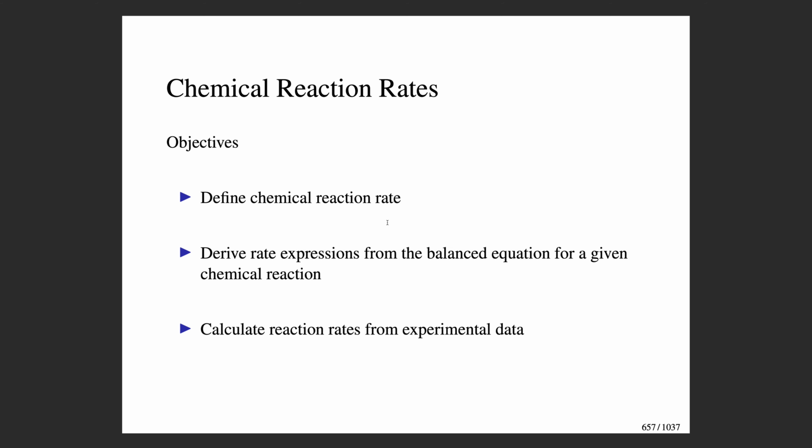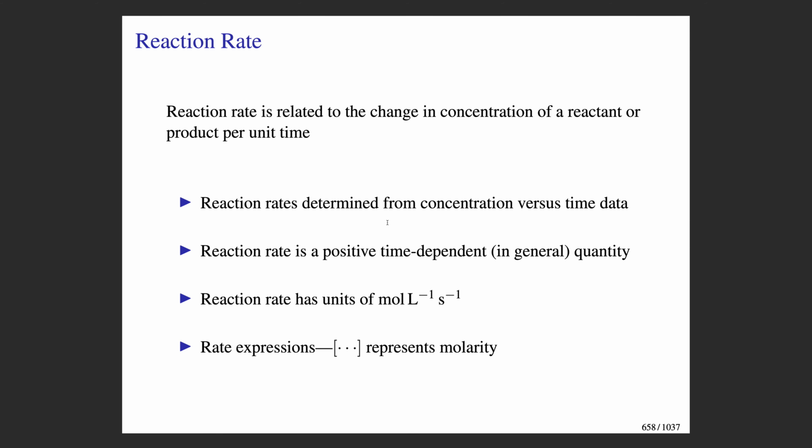So we want to be able to define a chemical reaction rate and derive rate expressions from a balanced stoichiometric equation. And then we'll need to be able to do little calculations involving reaction rates based upon experimental data given to us in different problems. So first of all, what is a reaction rate? Well, the reaction rate is related to the change in the concentration of a reactant or a product in a given amount of time. So changing concentration over a given time interval.